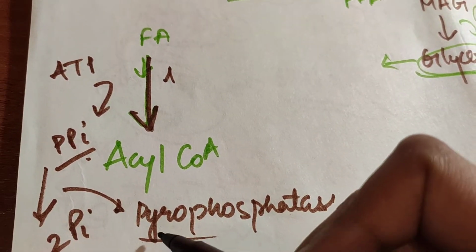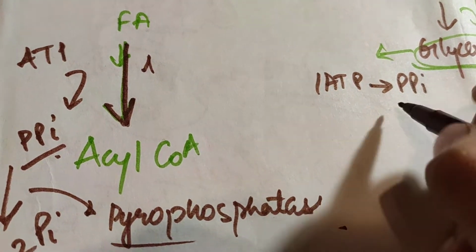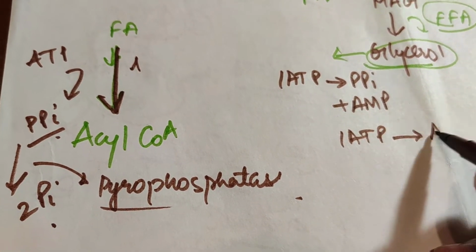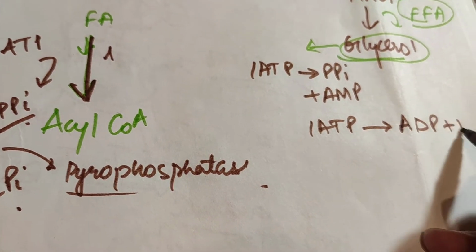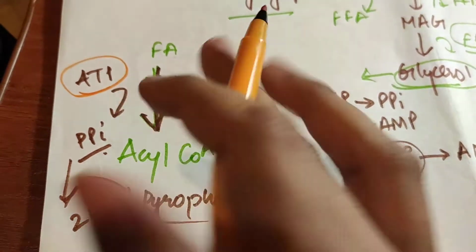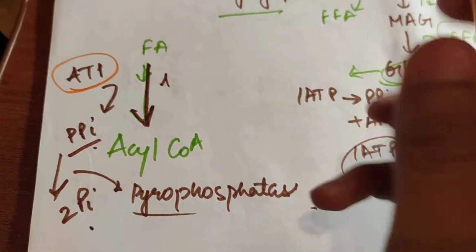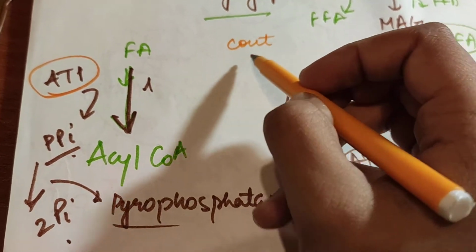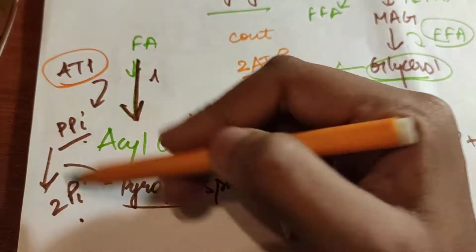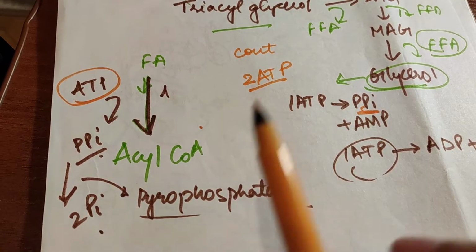Here you can see one ATP is converted into PPi and AMP. Normally, when ATP is broken, it converts into ADP and phosphate, so we say one ATP is used. But here, we are putting in one ATP, but using two phosphates. So when we count how much ATP we have used in activation, we say 2 ATP are used in activation of the fatty acid. Like this, it is activated.